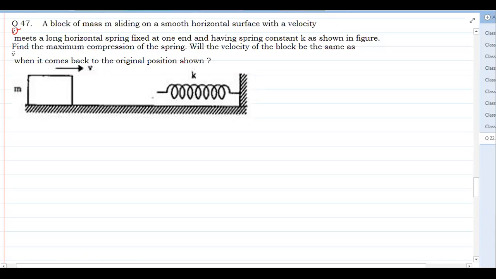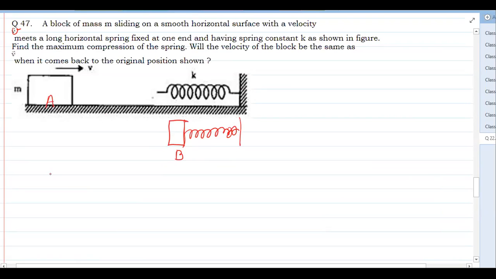First we have to find the maximum compression. This is the initial configuration. The final configuration will be the spring compressed, and the object is here. If we call the initial position A and this position B, what is the difference in energy at these two positions?